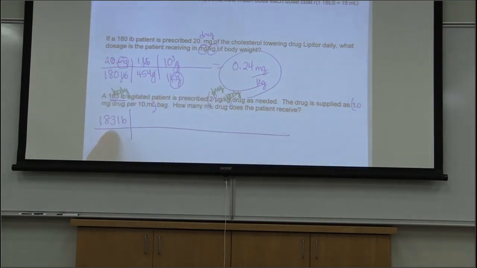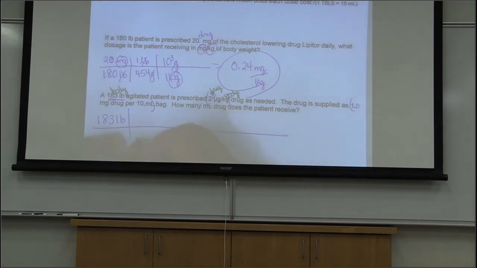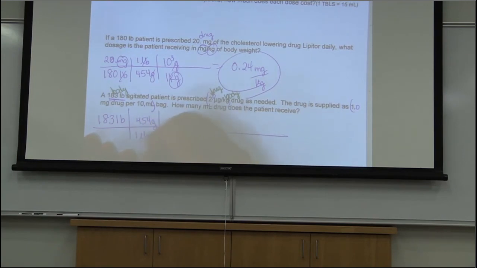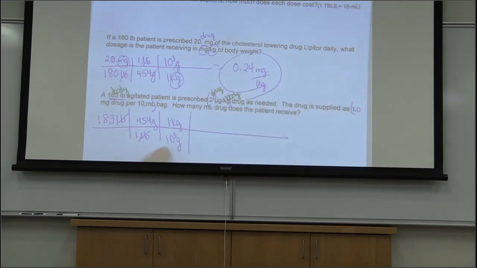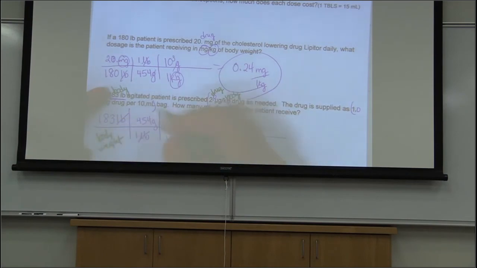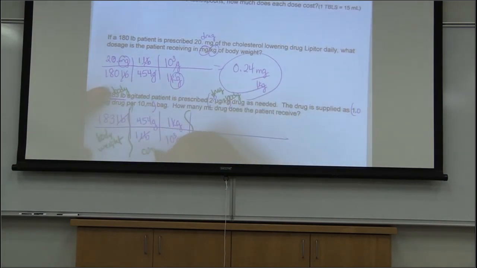So follow suit. What goes at the bottom? 1 pound. What goes at top? 454 grams. Pounds cancel. Now you're in grams. Now what? 10 to the 3rd grams. What goes on top? 1 kilogram. Again, let's comment on what we're doing. This is the body weight. This is simply converting body weight to kilograms. That's all that process is doing.